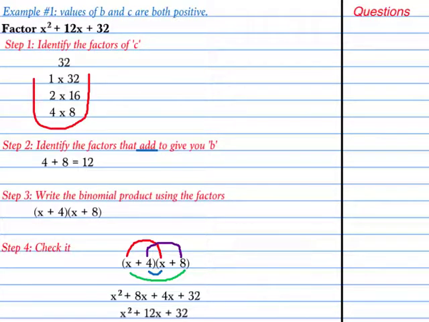So one of the things you're looking for, once again, you want to find your factors of c. And in those factors, two of those factors should add to give you your value of b. And once again, make sure you do the check it step to verify that the binomials that you picked do indeed give you that trinomial piece. Take a moment, pause, copy before continuing on.